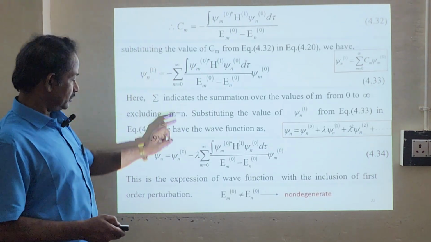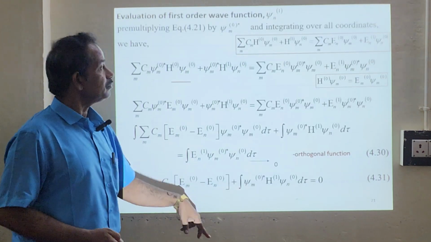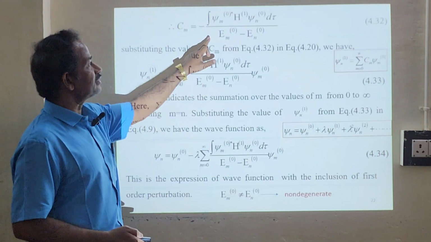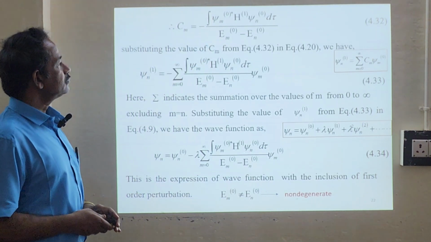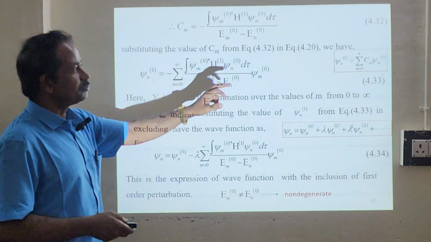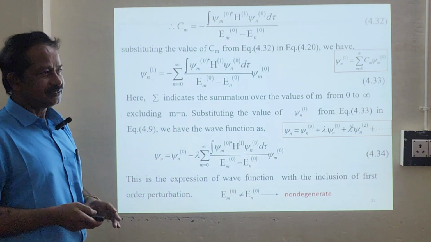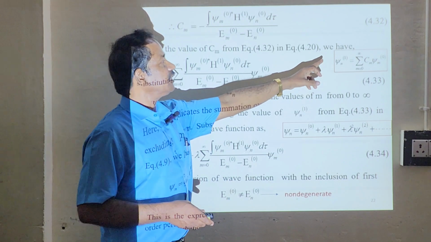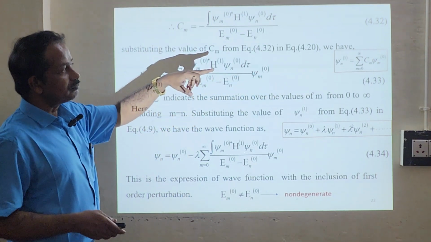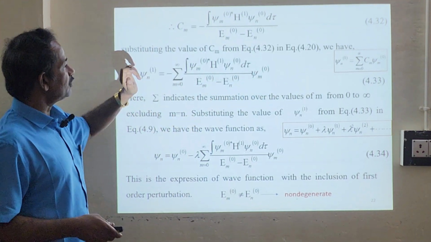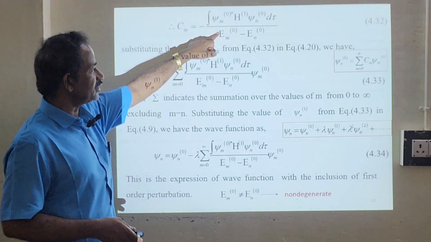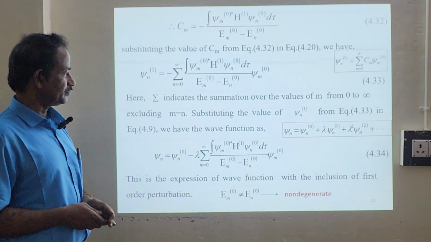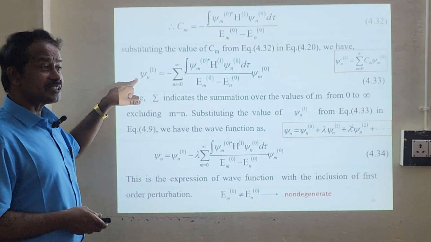Now your Cm will be this term divided by this term, with a minus sign. So now we know Cm. You substitute here in the expansion coefficient. Cm is nothing but the expansion coefficient, so substitute in the expansion theorem. So your psi n1 is given by Cm multiplied by psi m0. Cm is given by this expression multiplied by psi m0. So this is your wave function for the first order.